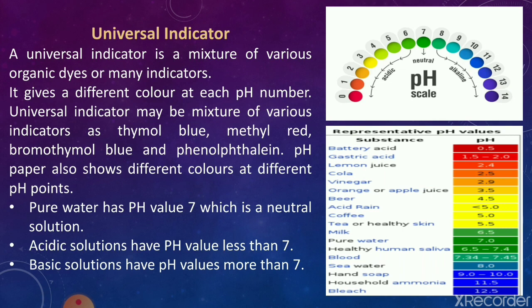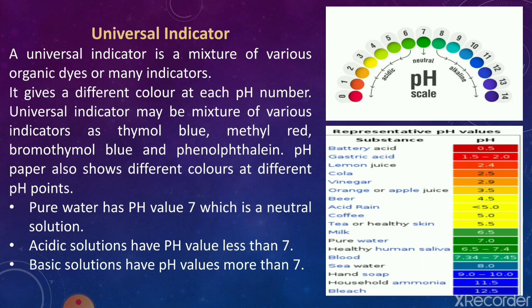Then you can see the pH of pure water, which is dark green in color. You can see it is 7. Then our human saliva is 6.5 to 7.4. Our blood also has a pH range of 7.34 to 7.45, meaning it is basic. And you can see the pH value of bleach, it is 12.5.